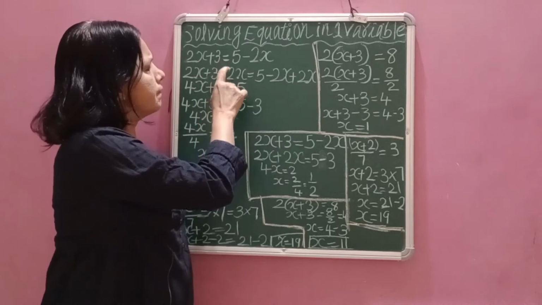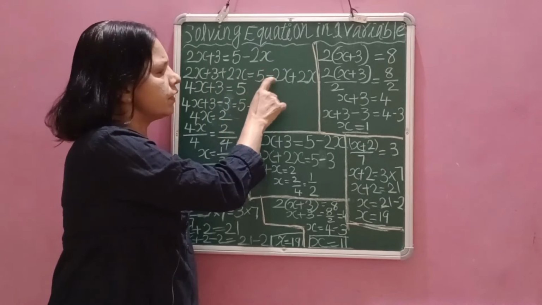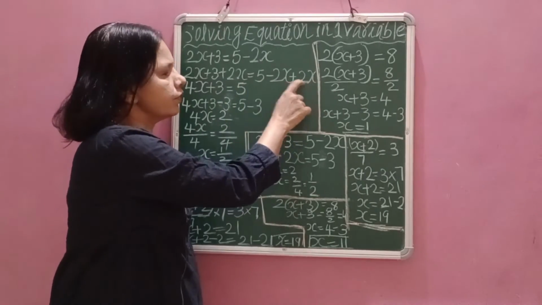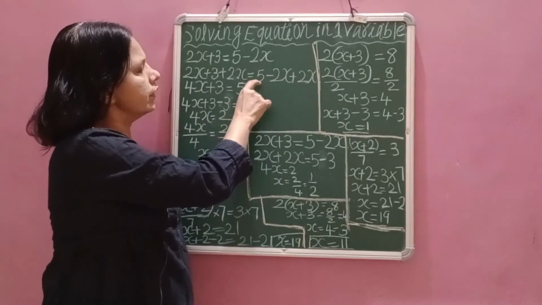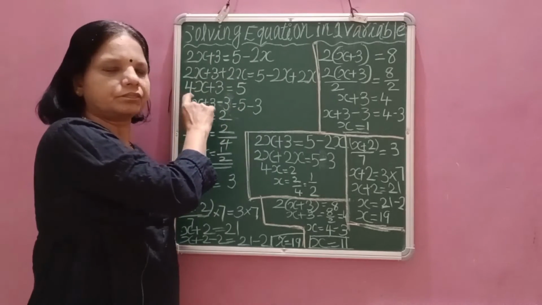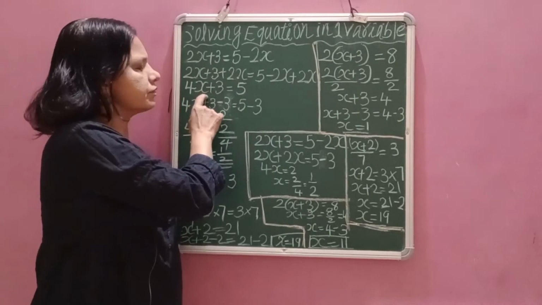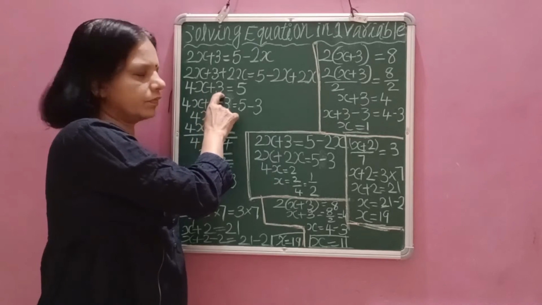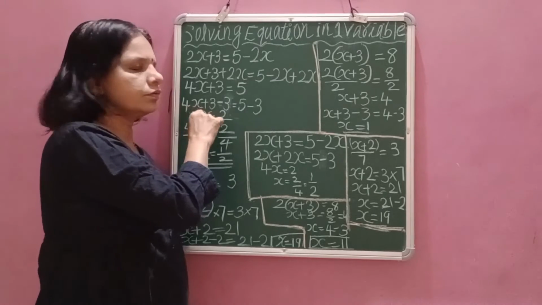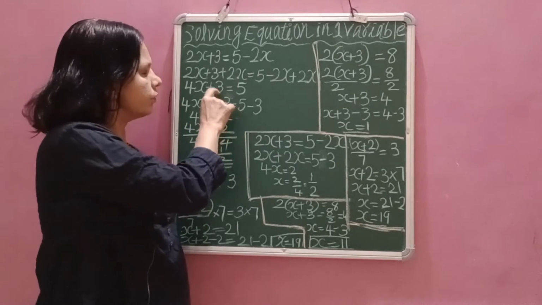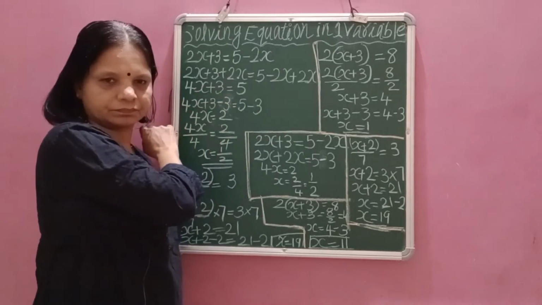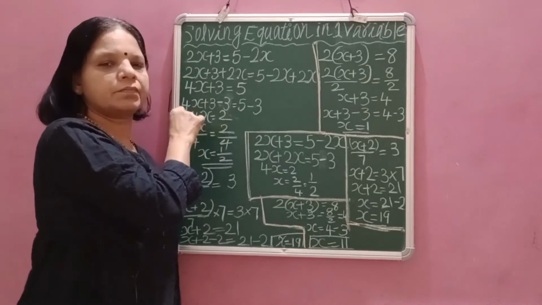2x plus 3 plus 2x equal to 5 minus 2x plus 2x. Minus 2x plus 2x cancel, or minus 2x plus 2x is 0. So in RHS only 5 is there. Here that 2x is added. 2x plus 2x is 4x, plus 3 equal to 5. Again you have to take the numeral in LHS to RHS. Here plus 3 is cancelled by minus 3.